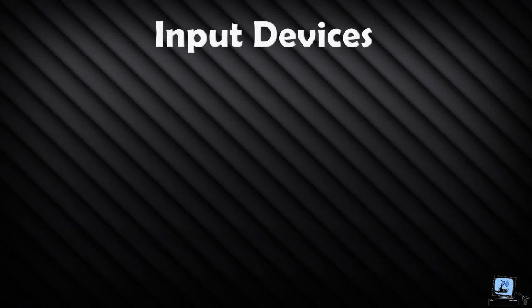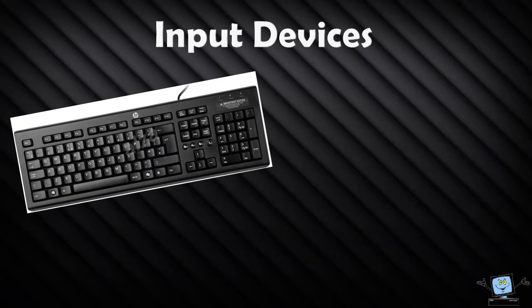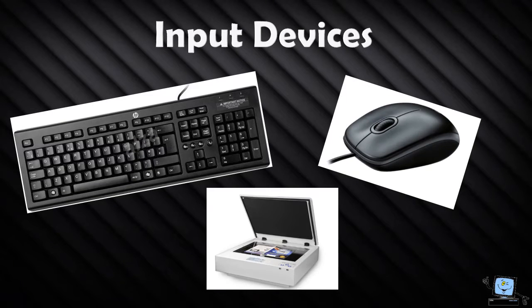First category is input devices. Input devices are used to feed information, data, and instructions to a computer. The computer accepts and processes the input data before giving the output. Some examples of input devices are as follows.